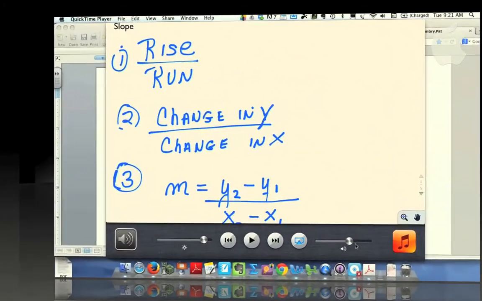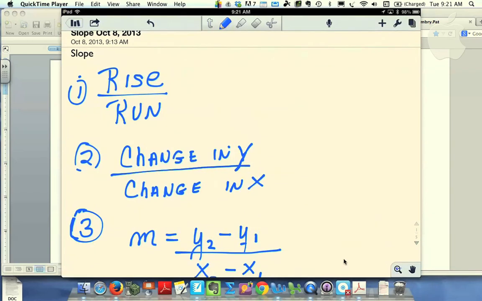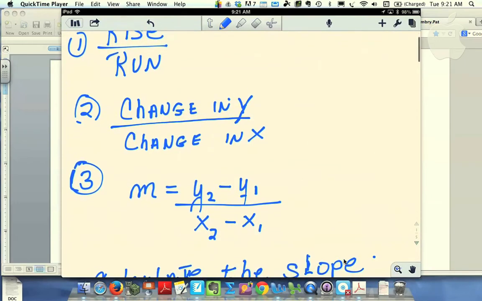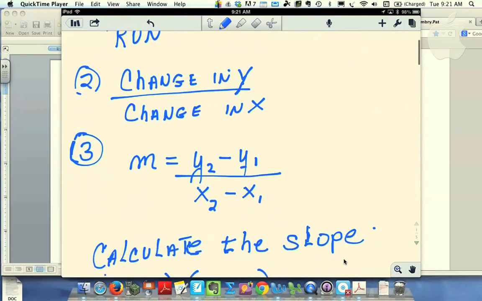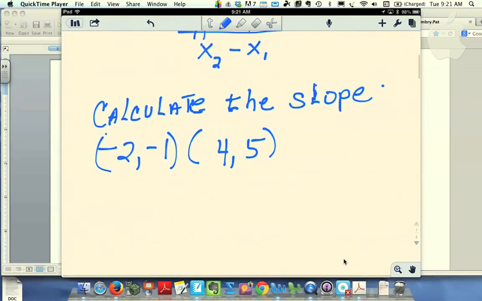Slope is defined as the rise over the run of the line, or the change in y divided by the change in x, and the equation to find the slope is slope, which is represented by the lowercase m, equals y sub 2 minus y sub 1 divided by x sub 2 minus x sub 1. Here's some examples to calculate the slope.